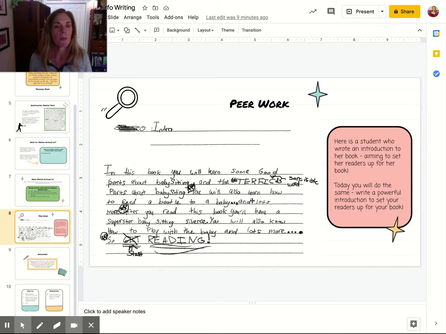What's this book about? Babysitting. What are you going to learn? You're going to learn how to take care of a baby. You're going to learn how to give a baby a bottle, how to play with a baby. What else could this writer have added? I bet you can think. But they did a really good job.